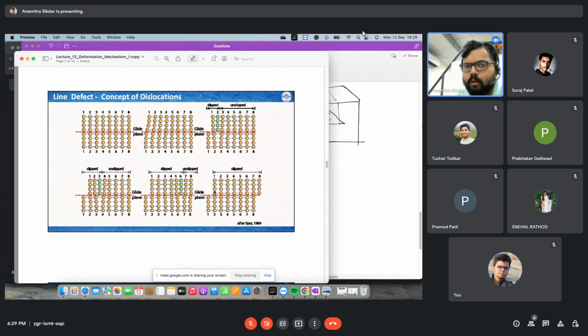And this fellow will be sitting, now it is sitting here. If you continue deformation, after some point it will be sitting here, after some point it will be sitting here, like that. Are you getting my point?